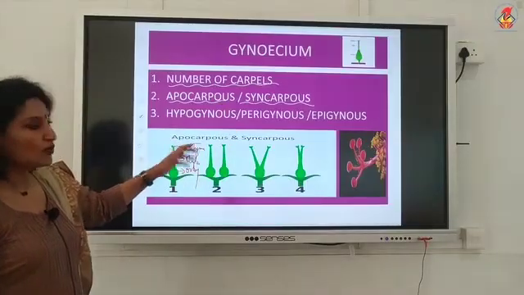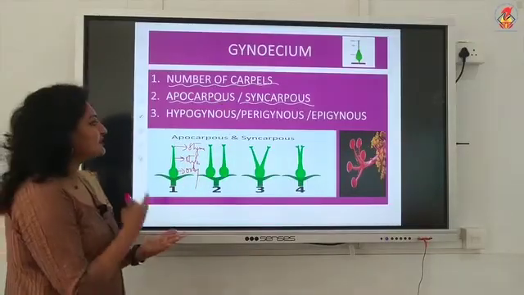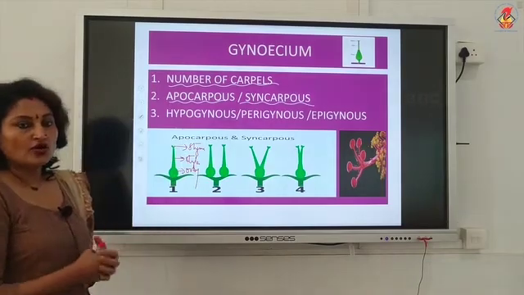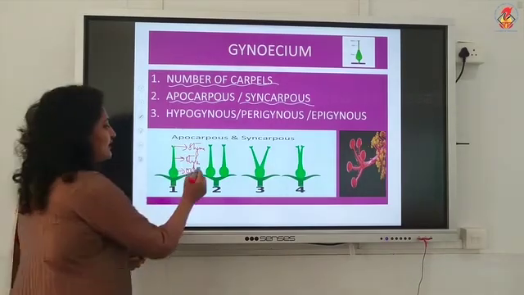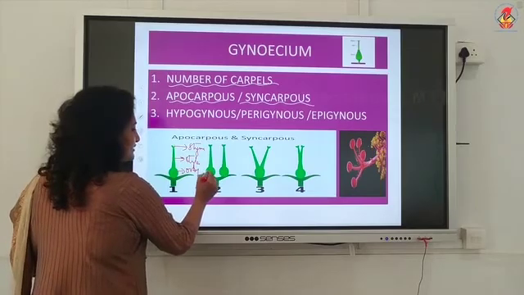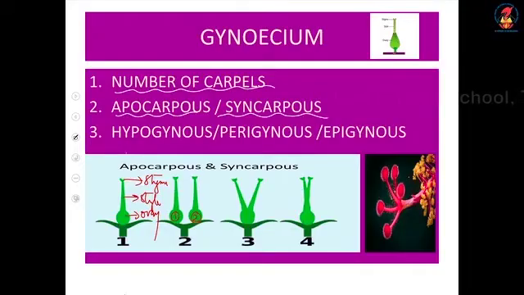But if there is more than one carpel, you have to verify whether they are fused or free. Okay, when it is free, see these 2 carpels, you can see carpel number 1 and carpel number 2 on the thalamus. Are they fused or free? They are free. So it is apocarpous. Free carpels are apocarpous. Now look at the next condition. Both are fused. No.